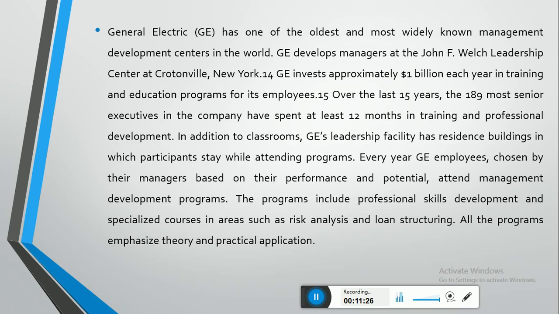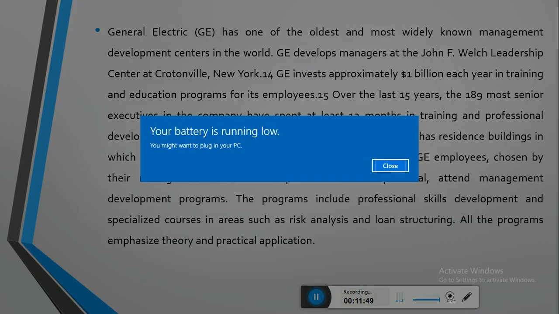GE developed a management center at the John Welch Leadership Center, which is in New York. GE invests approximately 1 billion each year in training and education programs for its employees. Over the last 15 years, the 189 most senior executives in the company have spent at least 12 months in training and professional development, in addition to classroom and GE leadership facilities.